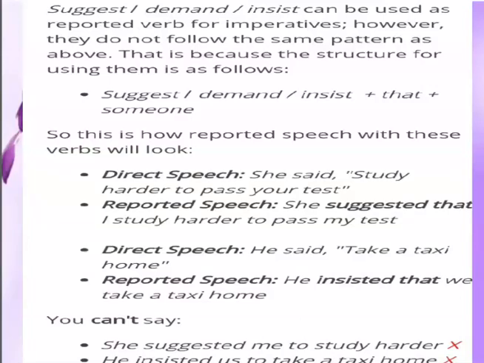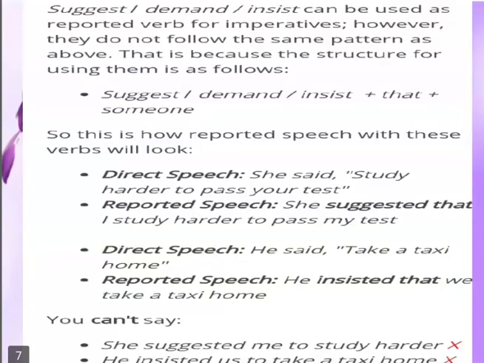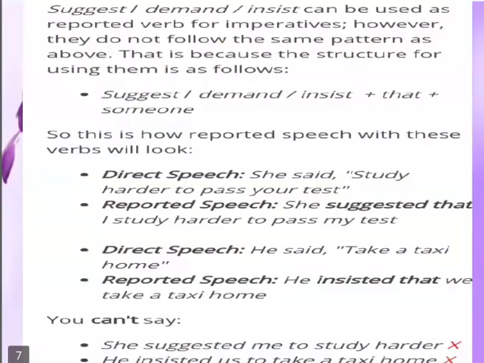Alright, let's proceed. Remember I put an asterisk on some particular words in the requests and orders: suggest, demand, and insist. They can be used as reporting verbs for imperatives. However, they do not follow the same pattern we used here, for example, he requested the guests to vacate their rooms, or John told his brother to change direction. So here, it's a different pattern. The pattern for suggest, demand, and insist is that you add the word that in front of these verbs. I repeat, you add the word that.